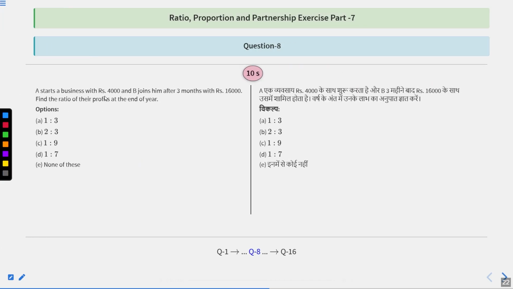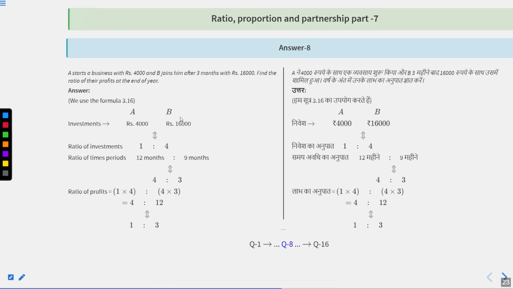A starts a business with rupees 4,000. B joins him after 3 months with rupees 16,000. Find the ratio of their profits at the end of the year. You have 5 options and 10 seconds to analyze the question. Your time starts now. Now time's up. Let's see the solution.